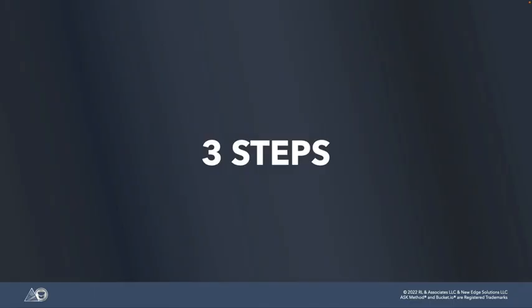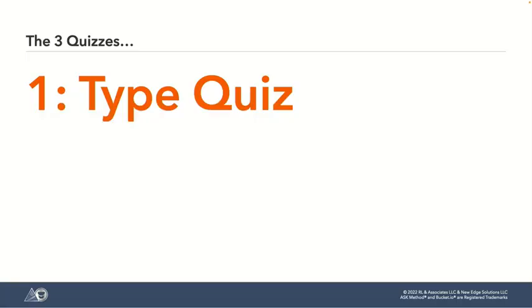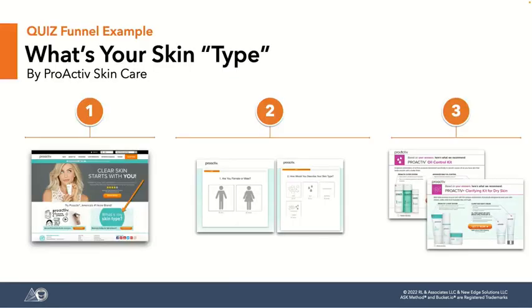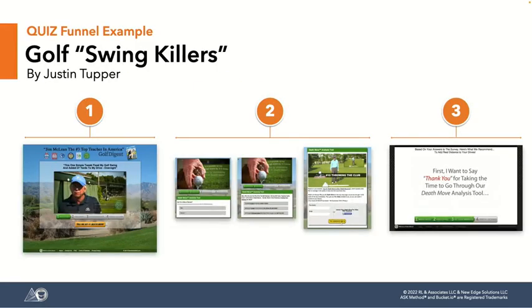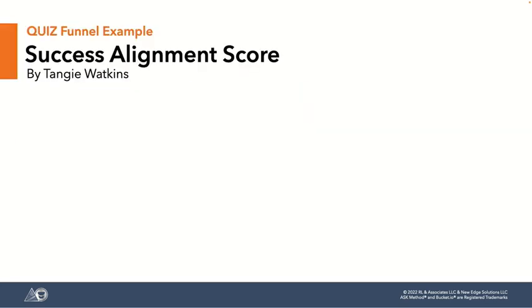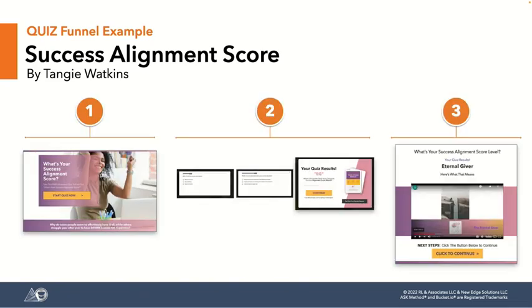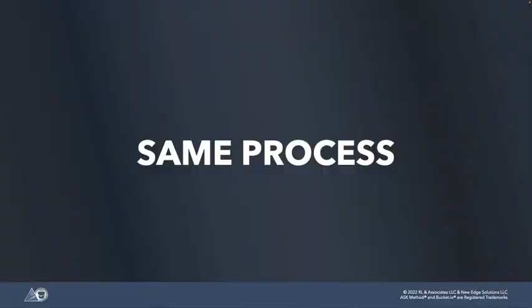We talked about the 3 steps to creating every successful quiz funnel: attract, diagnose, and prescribe. We talked about the 3 quiz frameworks: the type quiz, like the proactive skin type quiz; the killer quiz, like the golf swing killer quiz by Justin Tupper; and the score quiz, like the success alignment score by Dr. Tanji Watkins, all following that attract, diagnose, prescribe paradigm. And this is the same process that quite literally thousands of entrepreneurs around the world are using to build the business of their dreams, to scale their impact and scale their income at the same time.